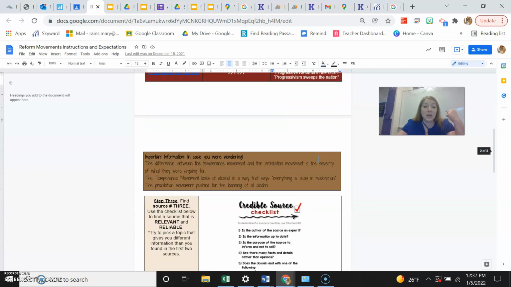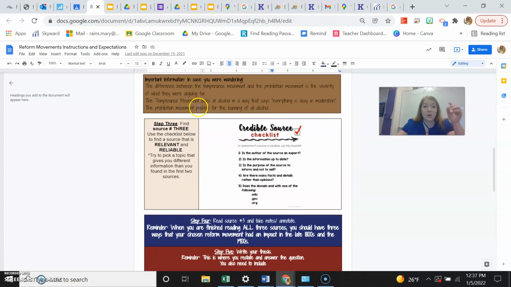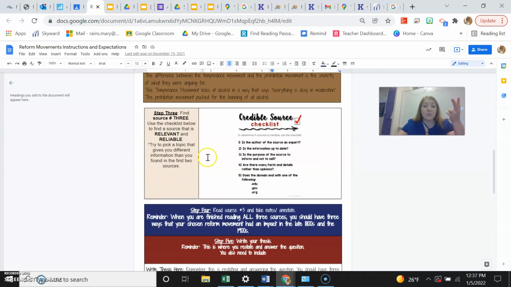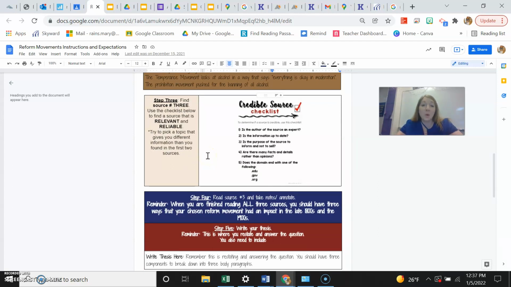Then we go down here, and I even gave you some important information about those reform movements if you wanted it. But step 3, you need to find your own source. I included this credible source checklist, and we might go through this together a little more when we get to it, but you're going to find a third source, and you're going to go through and ask yourself each one of those questions. If that source turns out to be credible and reliable and relevant, then you can use it.